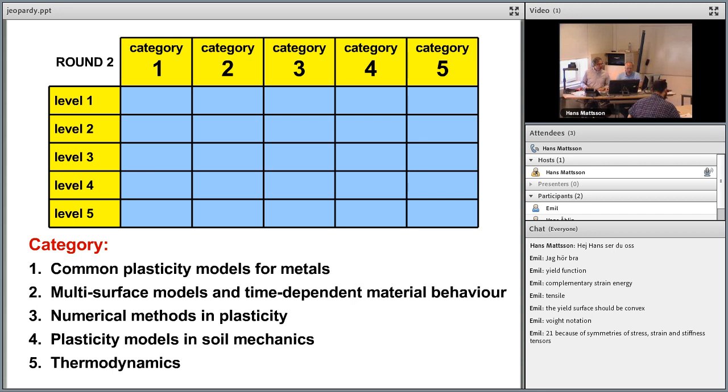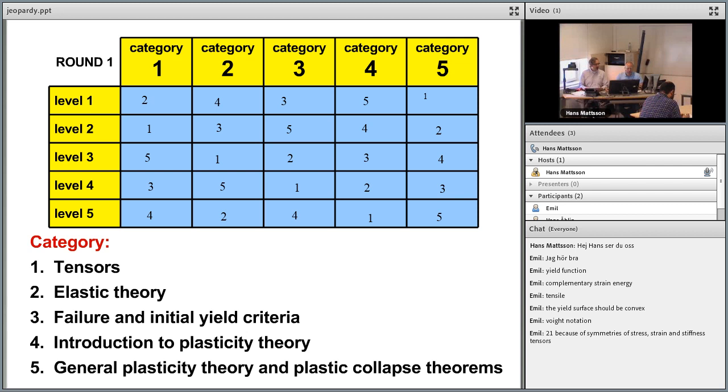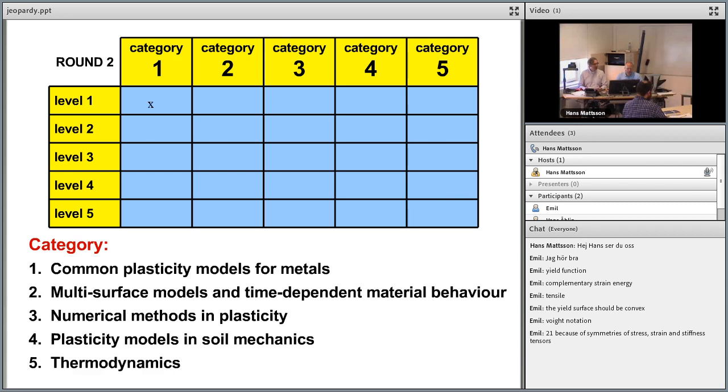Group number 2 choose category 1, level 1. Was that correct? Yes. Okay. And now you can choose everywhere. You can choose the same category all the time, and it's the group that answered correctly last time that always will choose. So we have category 1, level 1, and now when I read a question, everybody can scream that they want to answer. It's the first one that screams.